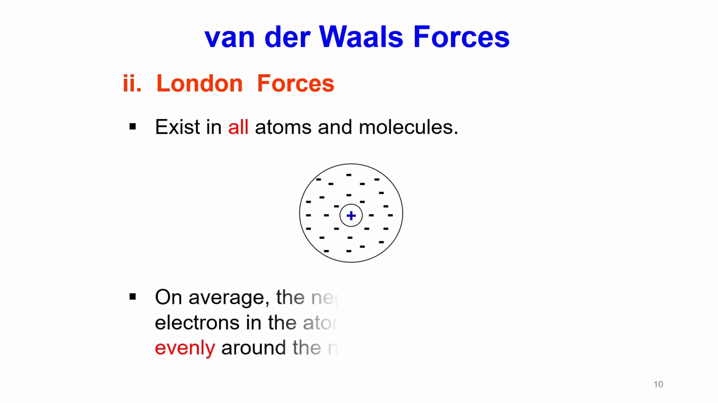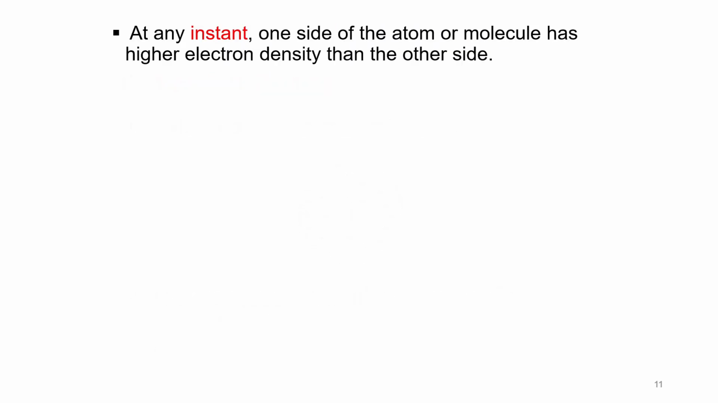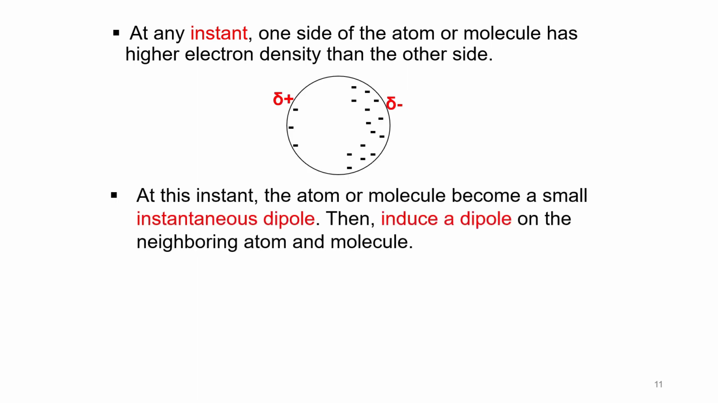Next we discuss London forces. London forces exist in all atoms and molecules. It doesn't matter whether it is polar or non-polar. On average, the negative charge of electrons in the atom or molecule is spread evenly around the nucleus. But at any instant, one side of the atom or molecule has higher electron density than the other side. At this instant, the atom or molecule becomes a small instantaneous dipole and then induces a dipole on a neighboring atom or molecule.